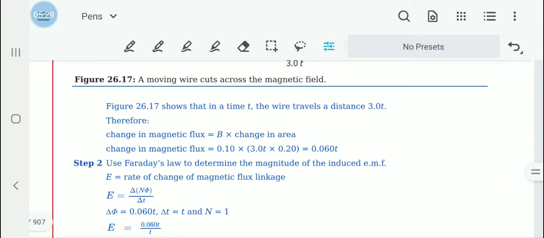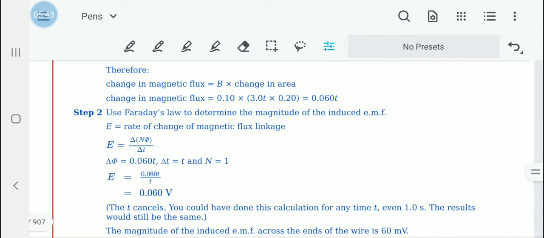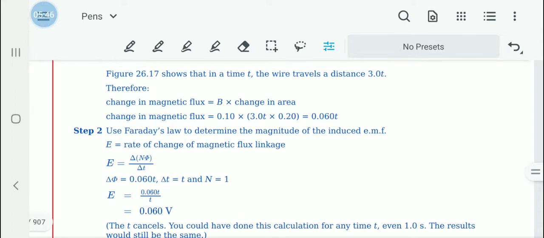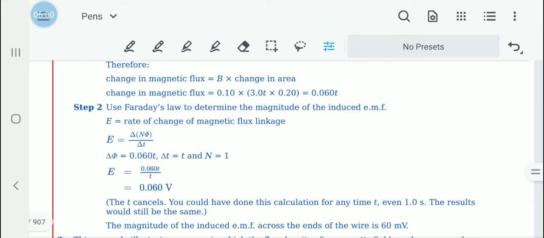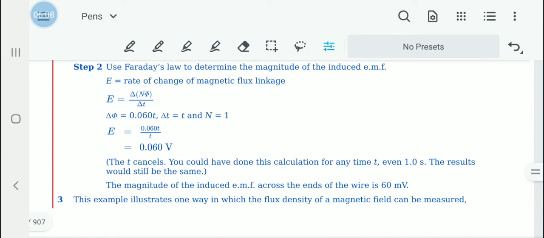Then we use Faraday's law to find the magnitude of the induced EMF. E equals the rate of change of magnetic flux linkage, that is Nφ upon t. Delta φ, or the change in magnetic flux, is 0.06t. We calculated that. Then delta t is equal to t and N equals 1. Then E equals 0.060t divided by t. Then t cancels out. As a result, we get 0.06 volts.